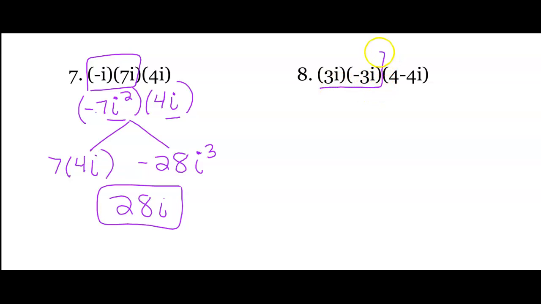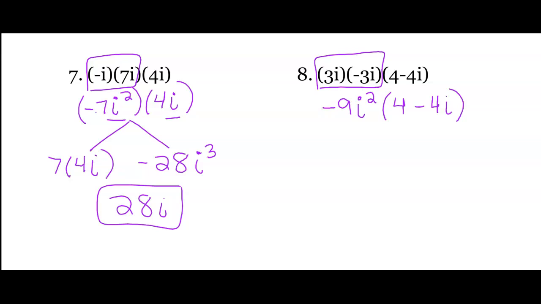Multiply the front 2 together before you get to the distributing. 3i times negative 3i becomes negative 9i squared. Now you have a choice. You change the i squared to negative 1 and you make a positive 9, or you distribute it in and then change all your i's at the end.